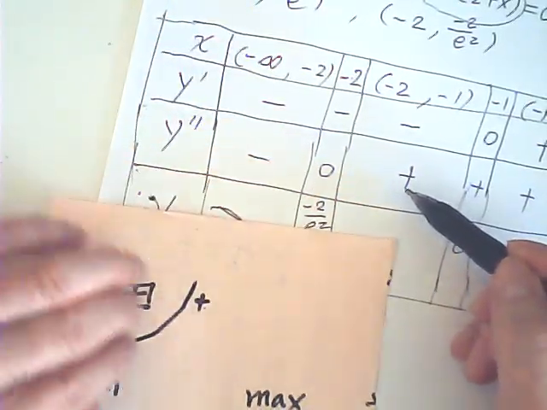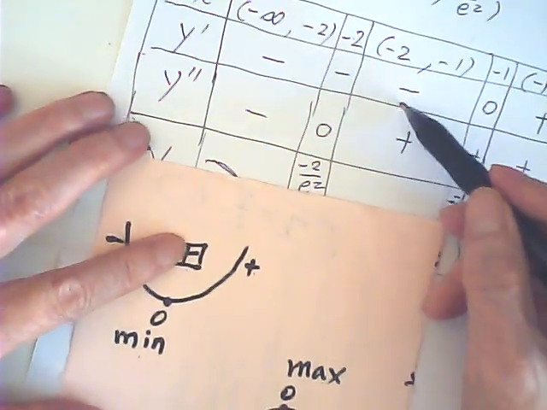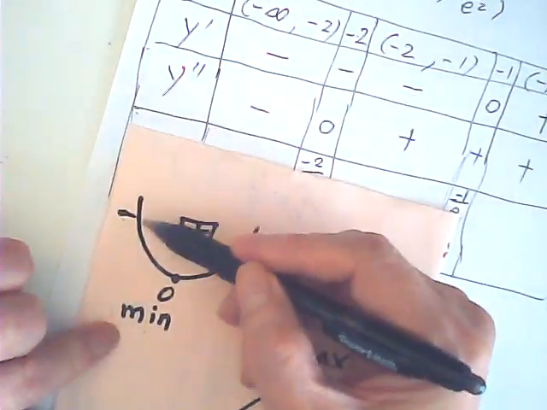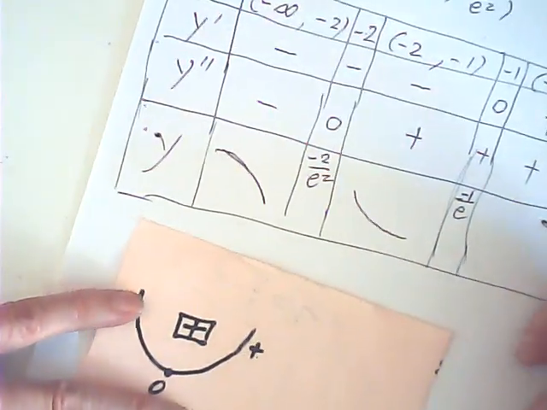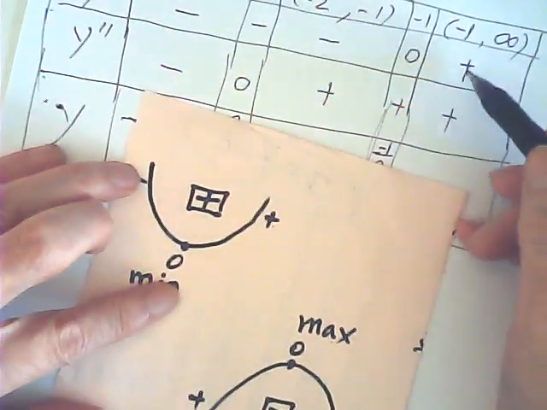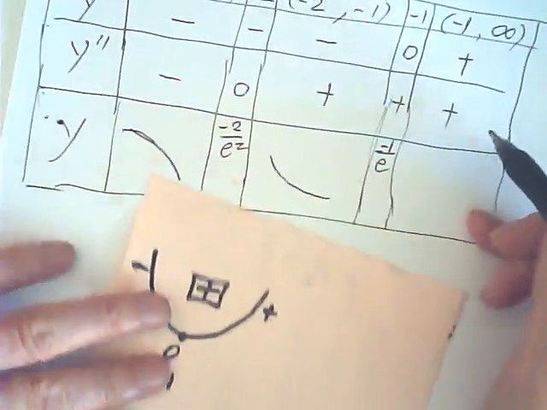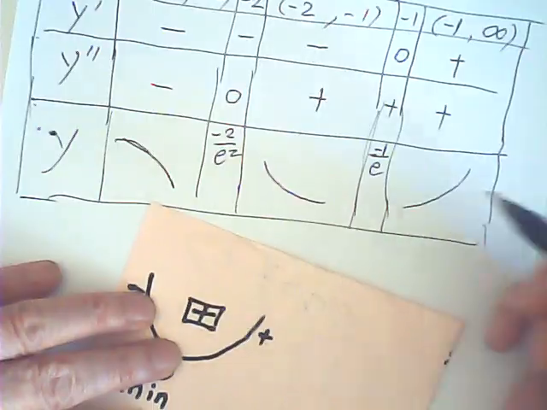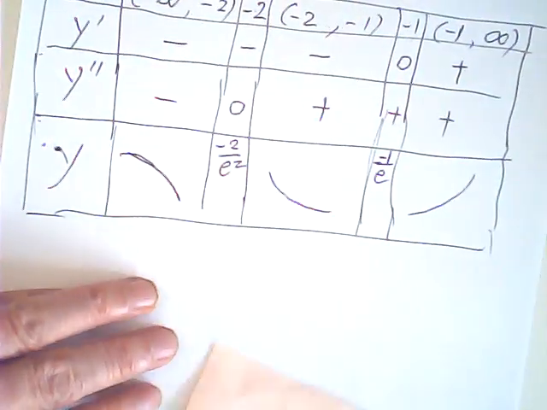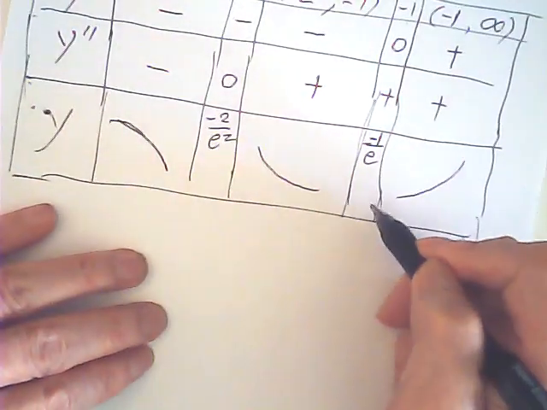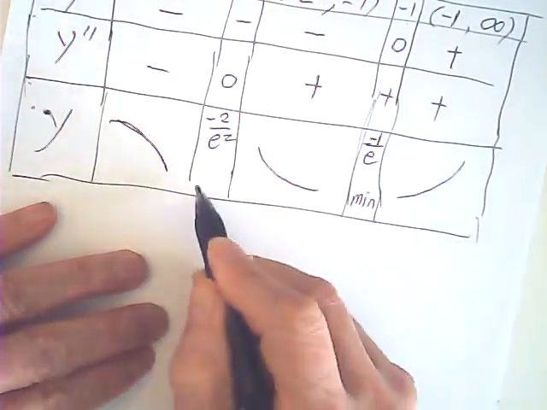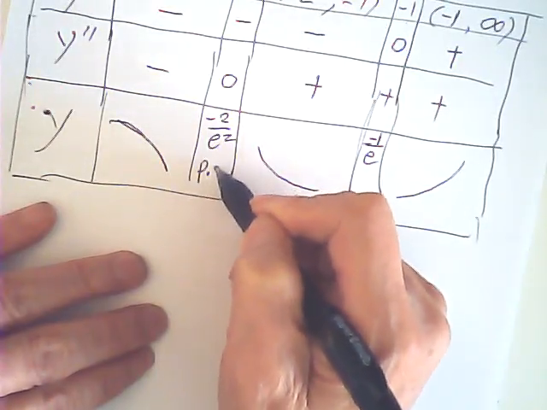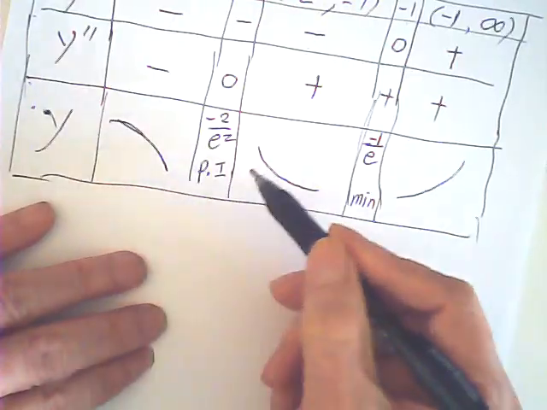Second derivative is positive. First derivative is negative. This is the shape. Both positive, positive, positive. That is the shape. Obviously, this will be the minimum. This is a point of inflection. See, it changes the shape.